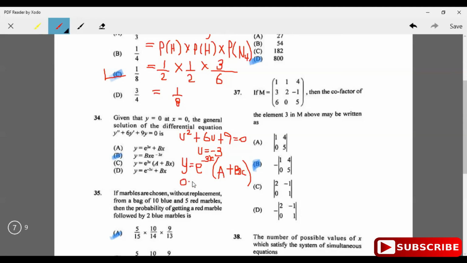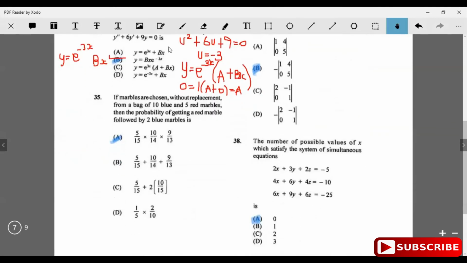So now we just plug in x as 0 and y as 0. We get 0 equals, first and foremost, e to the 0 is 1, and then we have a plus b times 0, which is 0. And so we get that the constant a is equal to 0. So now we can write the final solution: y equals e to the minus 3x times bx. So that is option B, bx times e to the minus 3x. Okay, easy.